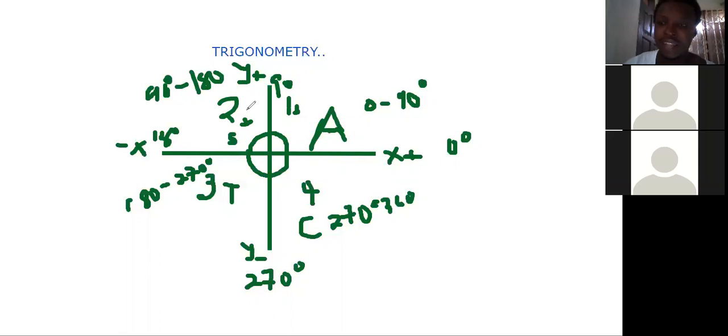So type sine 120. Give me sine 120. What was the answer? Root 3 all over 2. The answer is positive, right? Yes, sir. Now check cos and tan of the same value.